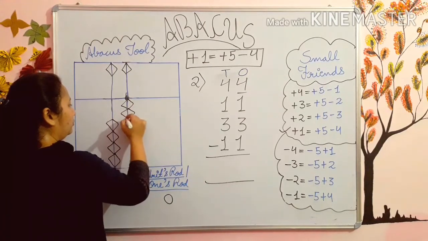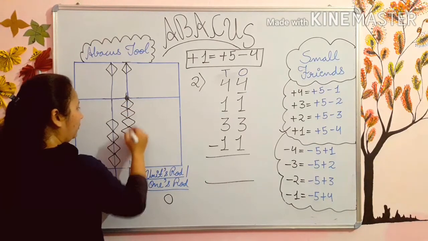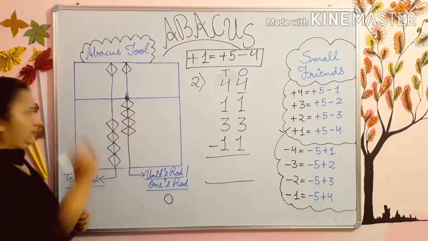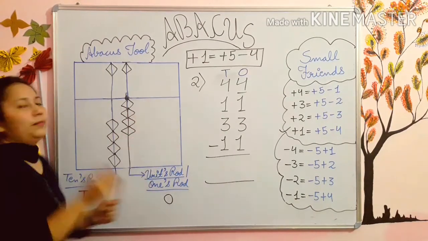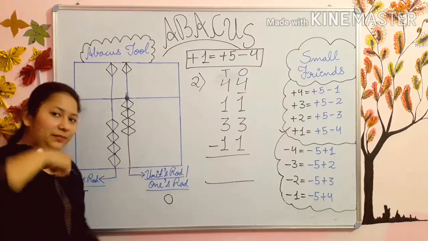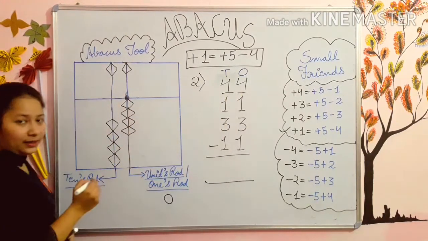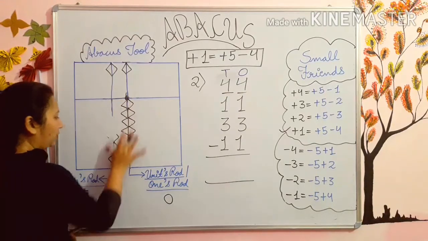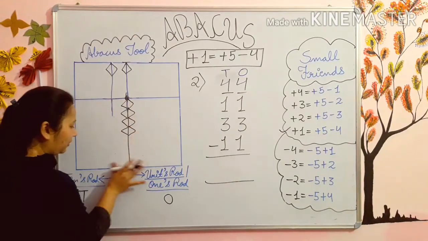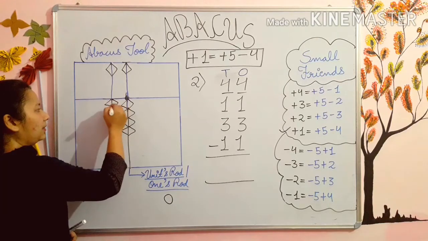1, 2, 3, 4. Put the 4 beads up because you have to add. Add means put the beads up. Now next you have to add 4 again. So add 4. Add 4 means put the 4 beads up.